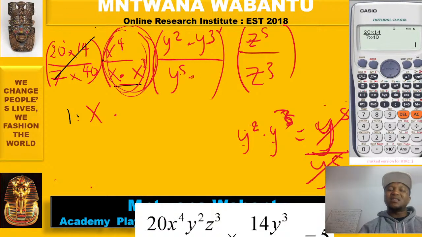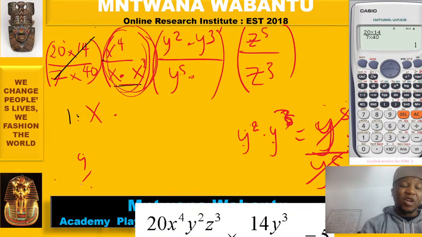So now, this and this are the same thing. Same thing divided by the same thing equals 1. Y power 5 divided by y power 5 equals 1, like say 9 divided by 9, you know it equals 1. Okay, so this is going to be times 1.